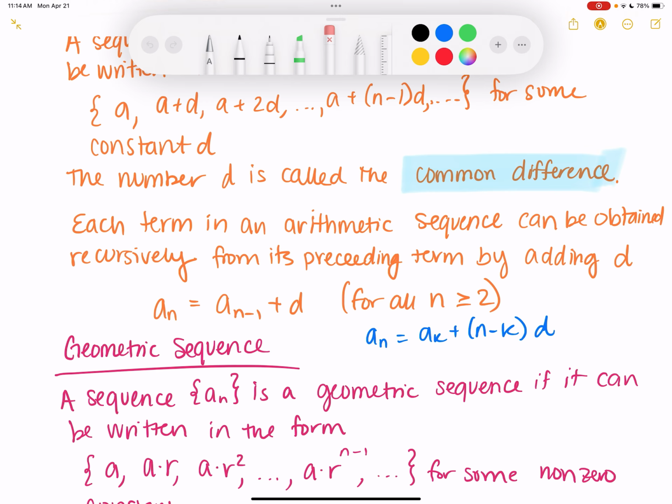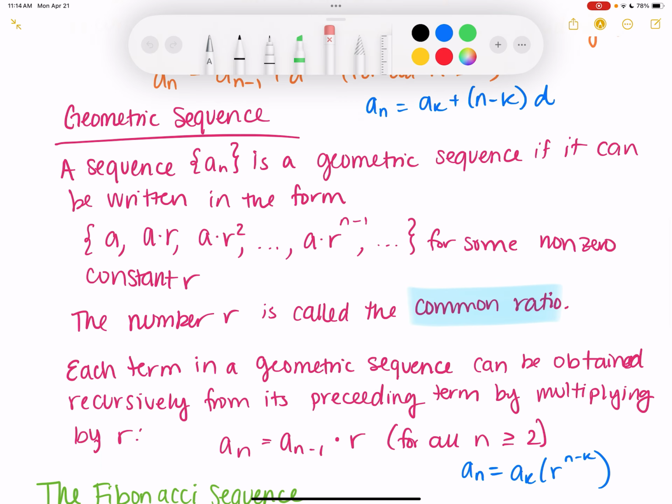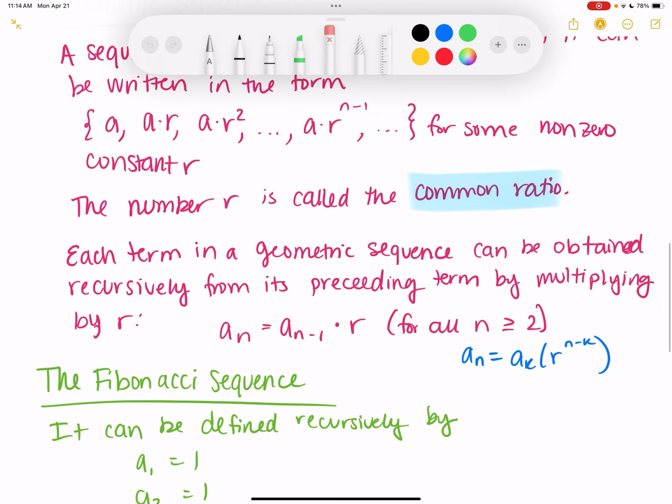And then for the geometric ones where we're multiplying by something, we have the common ratio, and again we had this form that's written in pink that is what's given in your book, but the one in blue is what they used, and I do think that that's easier. And so you just have to know one of the terms, and then you do r to the n minus k to find whatever number term you're looking for.